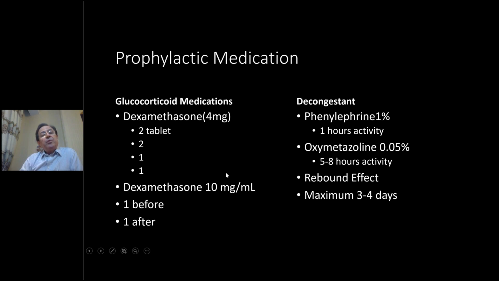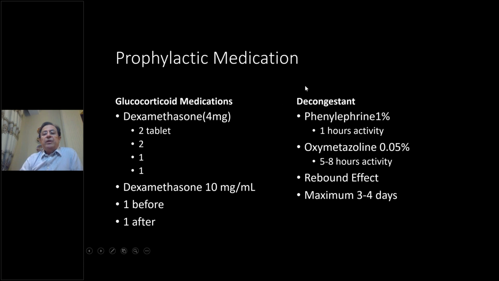The other prophylactic medication is glucocorticoid. We can give the patient dexamethasone 4 milligram, starting 1 day before the surgery: 2 tablets in the morning, 2 tablets at night, and 1 tablet on the surgery morning and 1 after that. Or we can use dexamethasone injection, 1 before and 1 after the surgery.